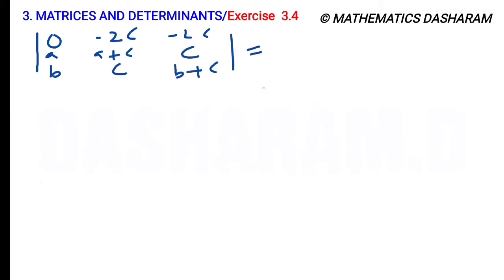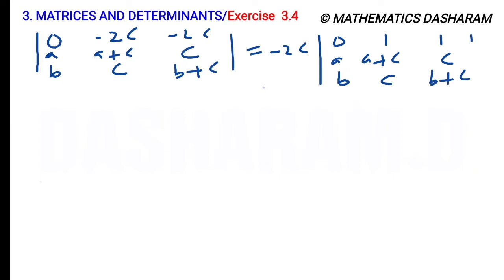So it is equal to, from the first row we can take minus 2C common. So take the minus 2C common. Here 0, 1, 1. So A plus C, C. Here B, C, B plus C. So now expand the first row elements. So minus 2C. So take the bracket.